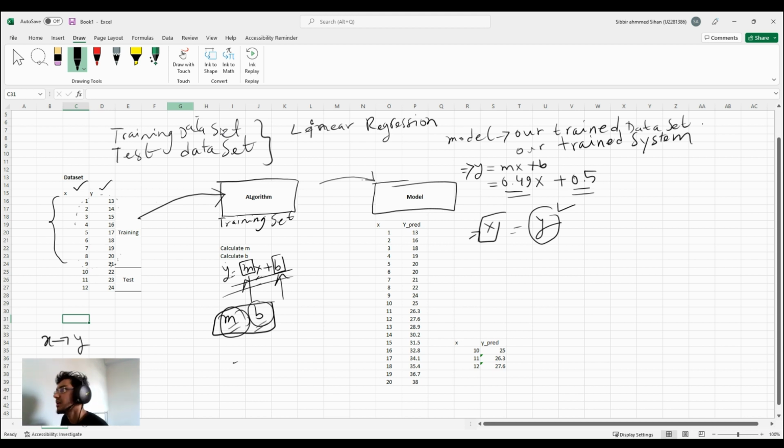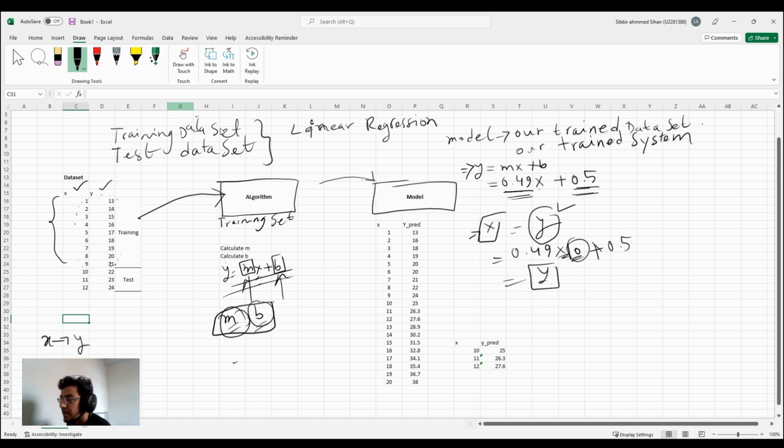Let's assume we run the algorithm and develop a model. The model is going to have a value of m equivalent to this and a value of b equivalent to this. Every time you give it a new x, let's say you give it 10, it would just multiply the 10 and give you a value of y for the respective x, which is our 10. Similarly, what we did over here is the same.